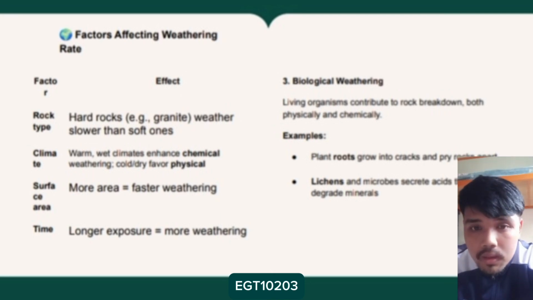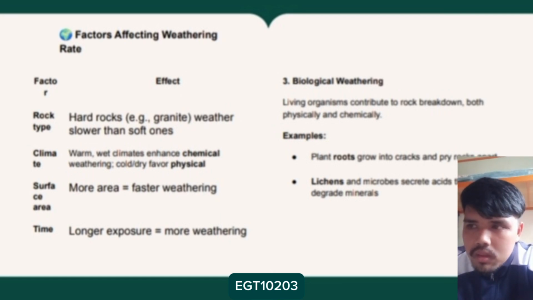The second factor is climate. The effect is warm, wet climates enhance chemical weathering. Cool or dry climates favor physical weathering. The third factor is surface area. The effect is more area equals faster weathering. And the last factor is time. The effect: longer exposure equals more weathering.